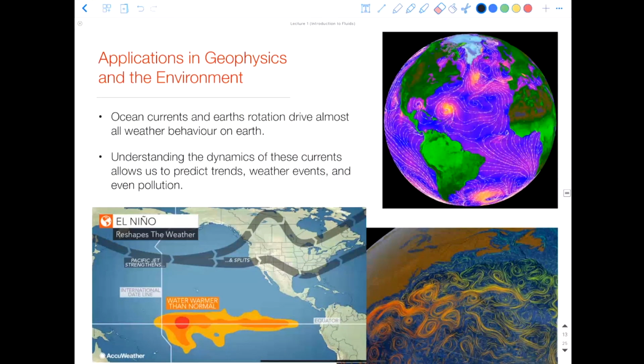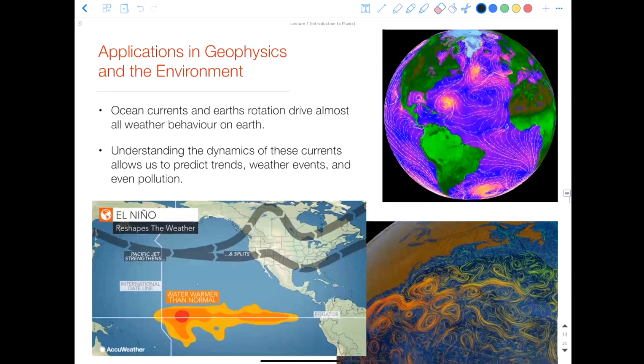So if we zoom out a bit and we try to think of really, really large systems and really complex problems, we can even apply the concepts of fluid mechanics and fluid dynamics to applications in geophysics and environmental science. So a lot of the work that NASA does is understanding the currents in the ocean. And due to the Earth's rotation, these drive most of the weather patterns that we see on Earth. For example, if we understand these fluid patterns, we can predict different kinds of trends like cold fronts or maybe potential storm events, heat waves, things like that.